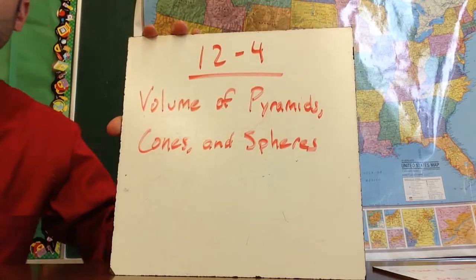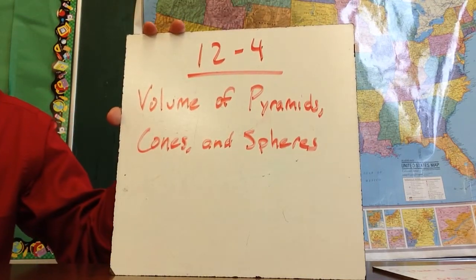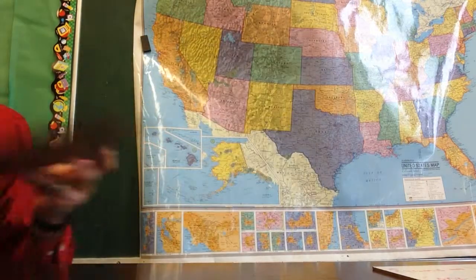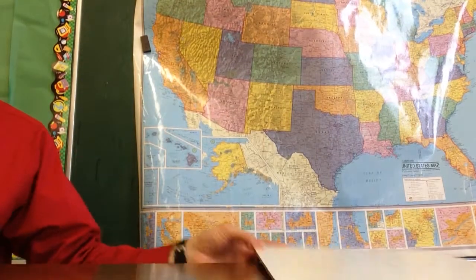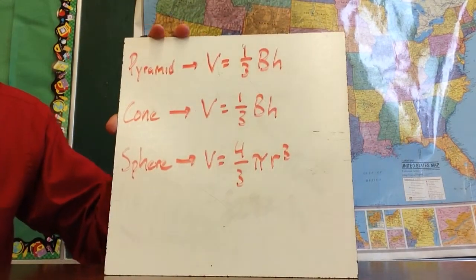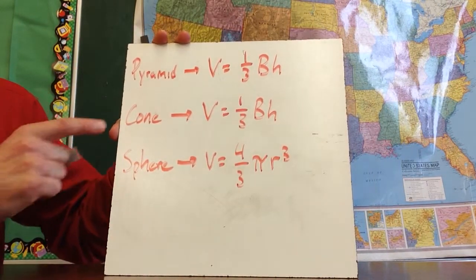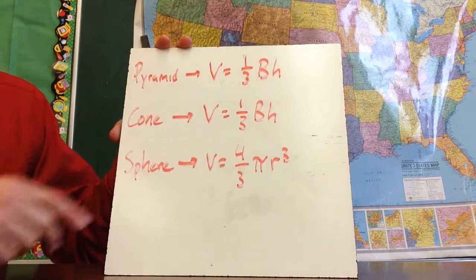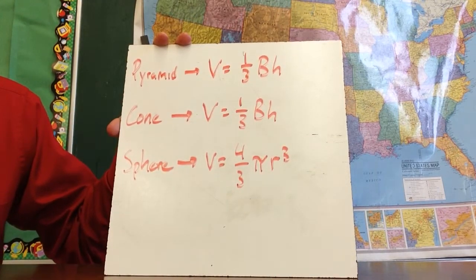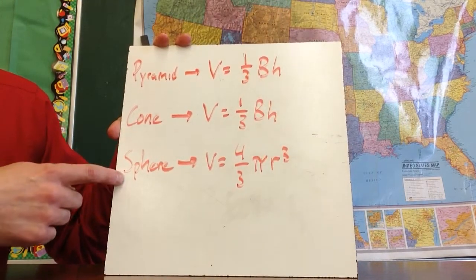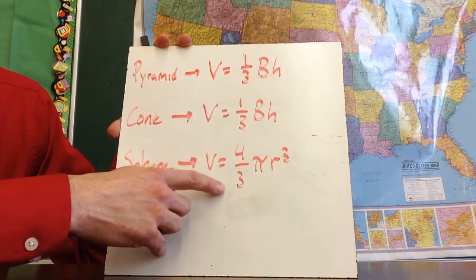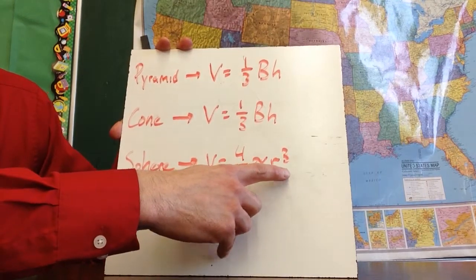Today's video will discuss chapter 12.4, volume of pyramids, cones, and spheres. So to start, let's take a look at the formulas. You can see the formula for a pyramid is volume equals 1/3 times the area of the base times the height. Volume of a cone is the same formula, 1/3 times the area of the base times the height. And a sphere is 4/3 times pi times r to the third power.